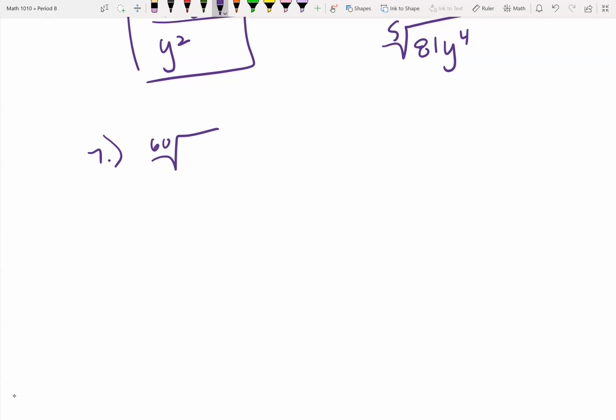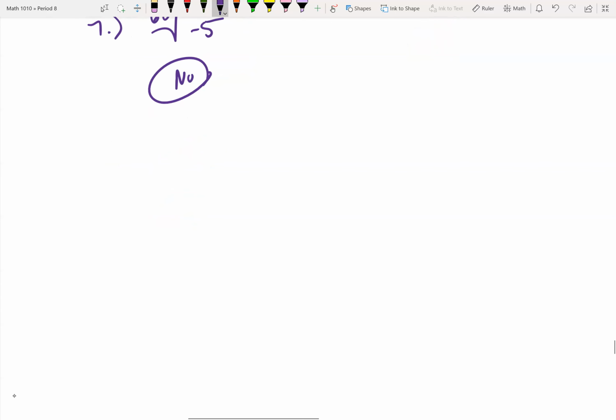So the 60th root of -5, that's an imaginary number. So is it possible to do it in the real number system? The answer is no, it's not. And I would say if you have an even root and a negative number inside, that's imaginary, which is not real. Okay, question 8. 5 square root of 3 minus the square root of 108.